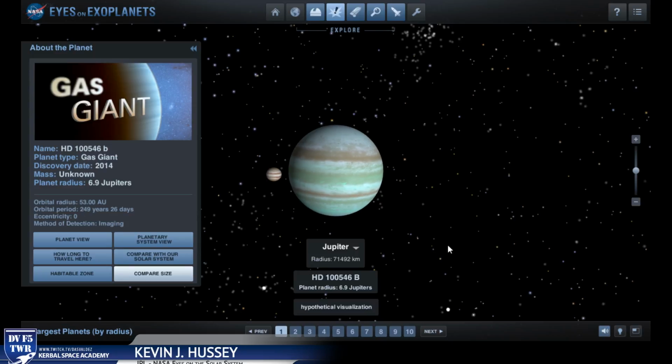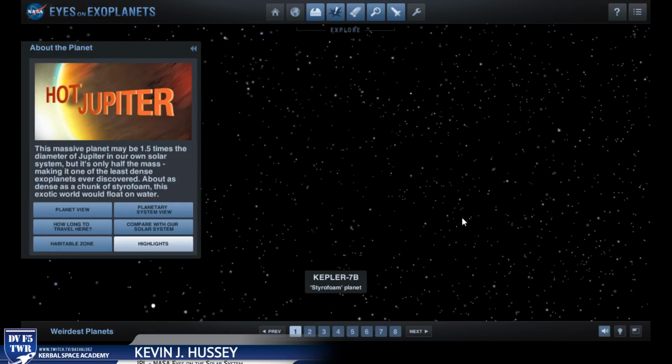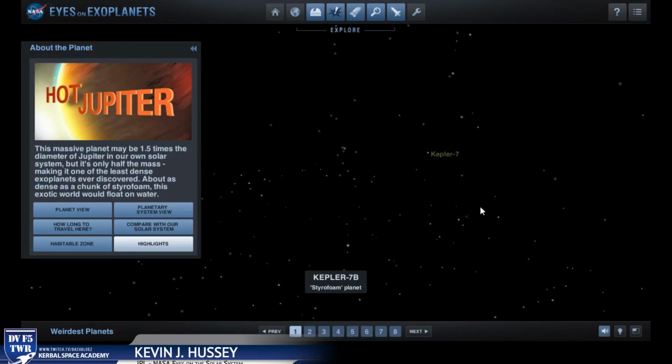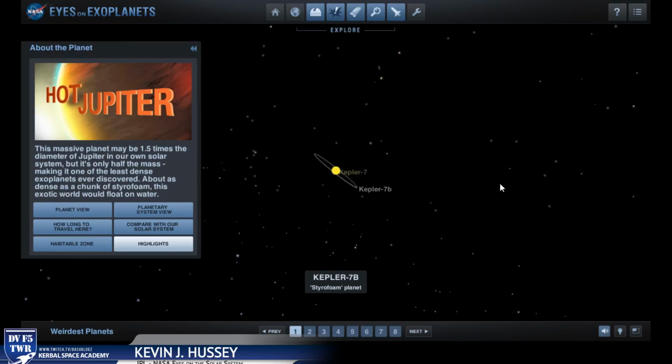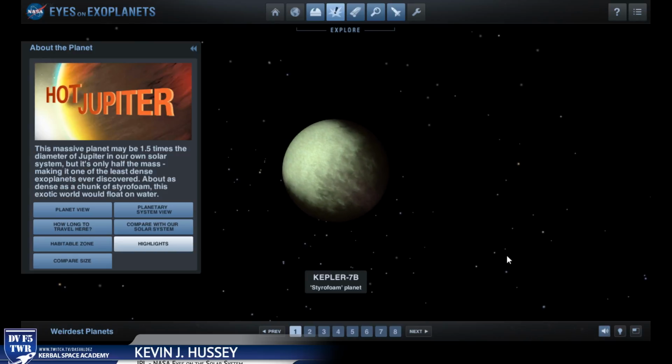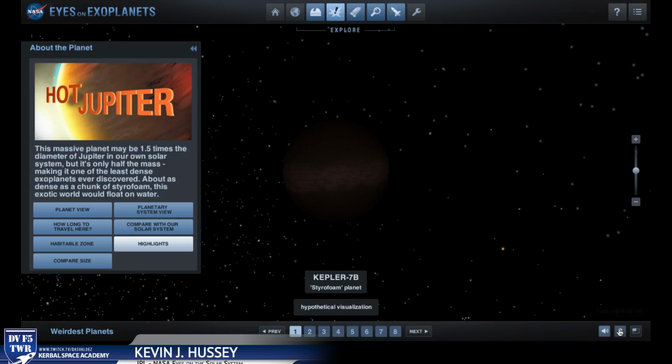That's cool. What other types of extremes are there? We've got largest, smallest, and weirdest. Let's look at weirdest. In this case, this is 1.5 times the diameter of Jupiter, but it's only half the mass. So if it were styrofoam, it would float in water. Really? Yeah. I'm going to turn the light on. It is odd.